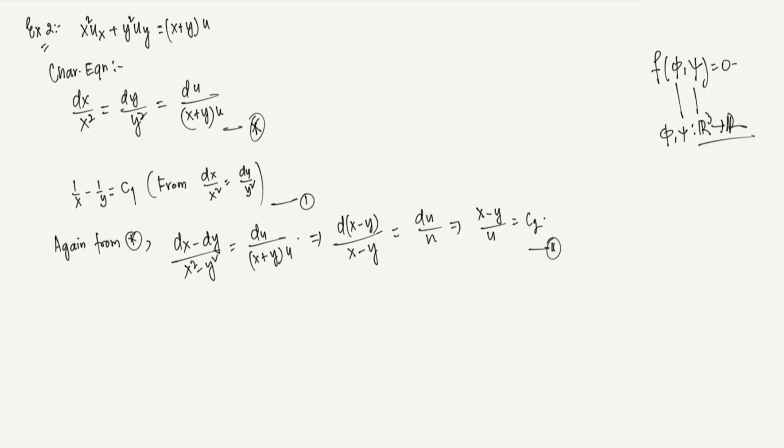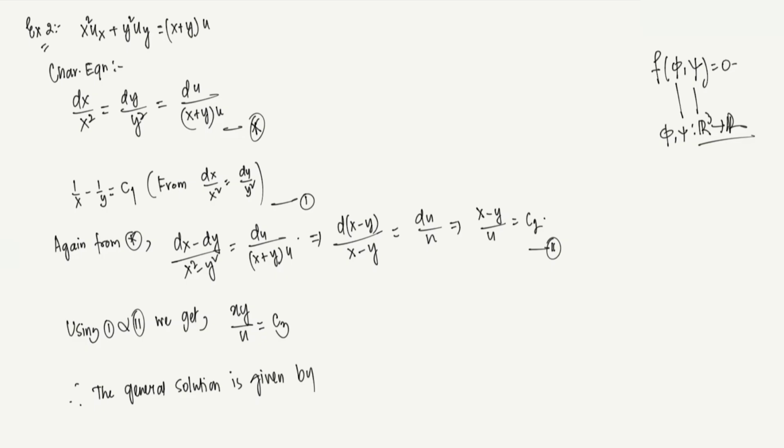Again, let's call this 1 and let's call this 2. So using 1 and 2, we get xy by u is c3, another constant c3. It's very simple, right? We just put 1 and 2 together and we get this equation. So you see that therefore the general solution is given by small f of phi and psi. What are phi and psi?